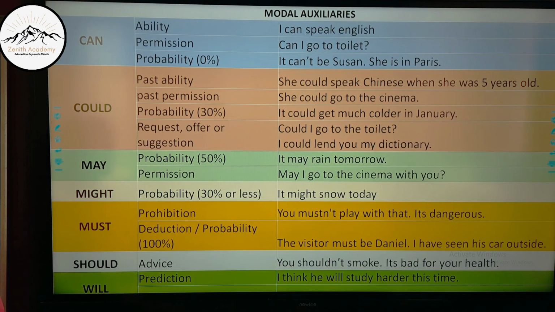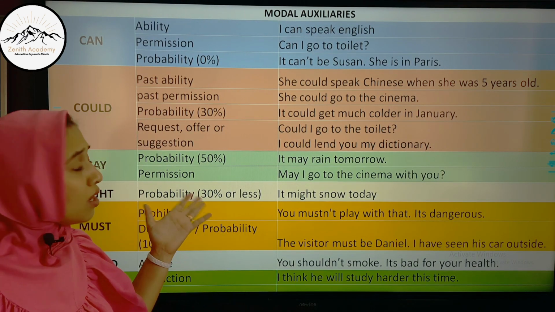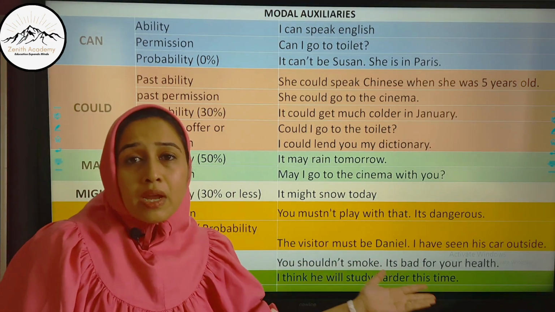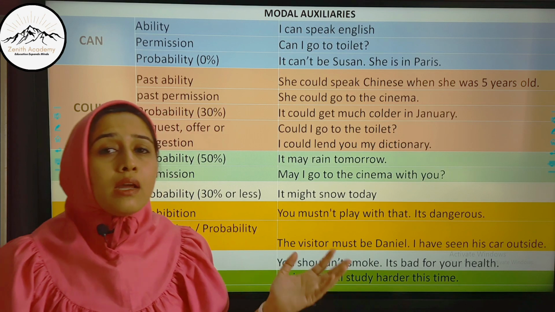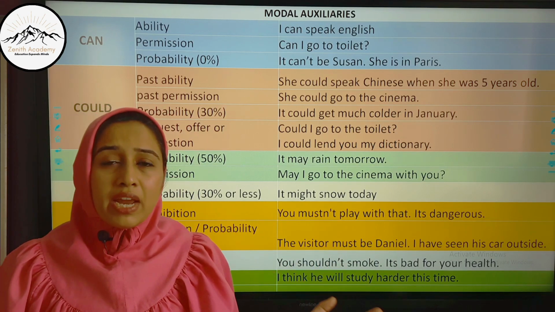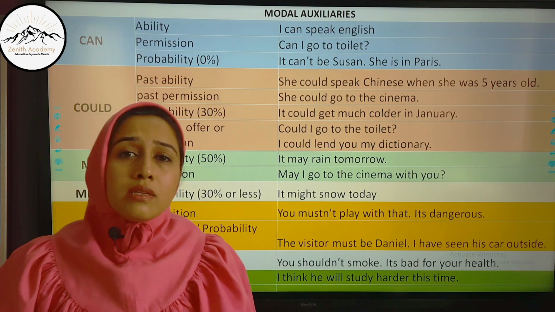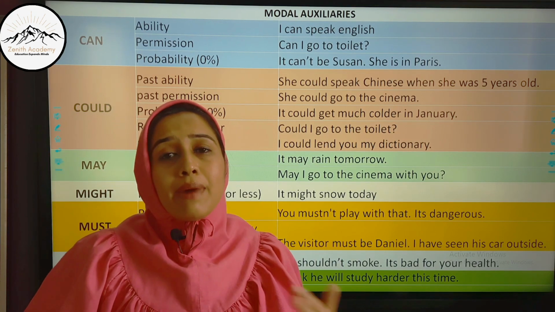Might. Might is used to convey probability of 30% or lesser. It might snow today. Now snowing is something that all the places don't receive. Rain is received more by certain places. So snowing is more lesser probability. It might snow today.